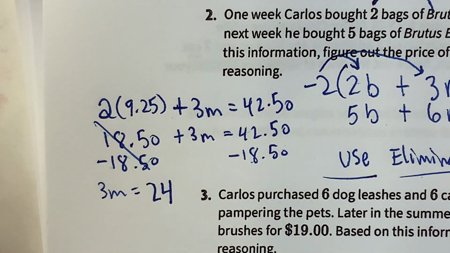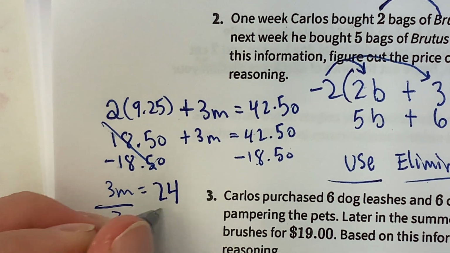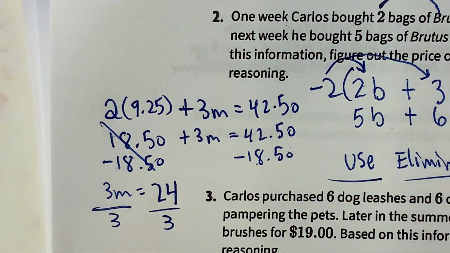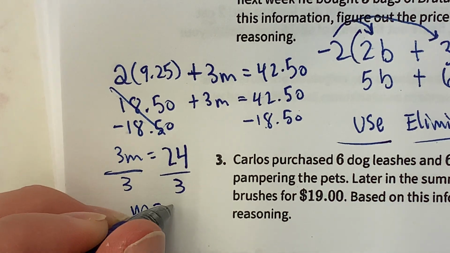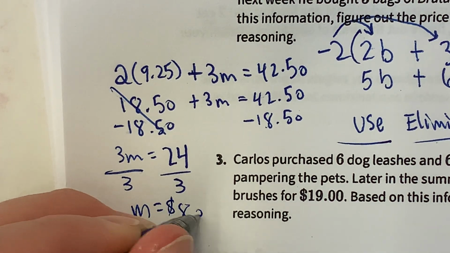Yeah, I'm going to go 24 divided by 3, and Milo equals $8.